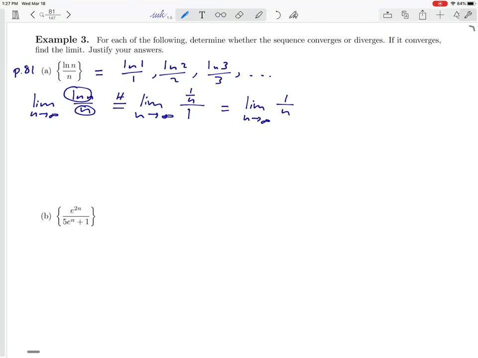Okay, now it comes down to what happens to the fraction 1 over n as n gets large. 1 is just a constant in the top, and in the denominator, n is getting really, really big. It's going off to infinity. So we've got a constant over something that's really, really big. That tells us that we should be approaching 0. So we've just shown that this sequence converges to 0.